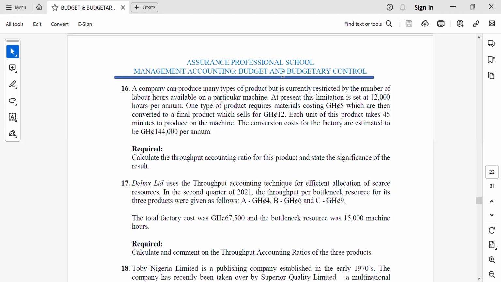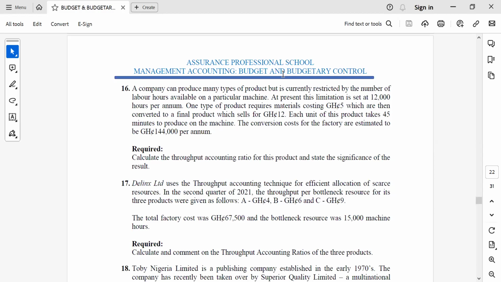Okay, you can see that this is very simple. What do you need to produce? You need to calculate something. You can see that they have calculated one already for you. And you need to calculate another one for you to be able to find the throughput accounting ratio for the three products. What are you going to calculate yourself?